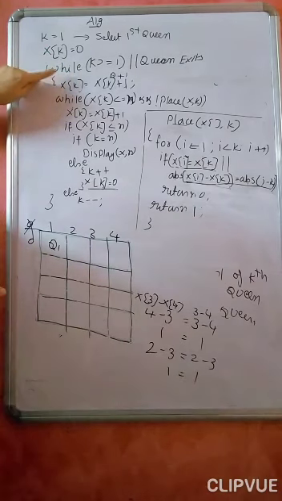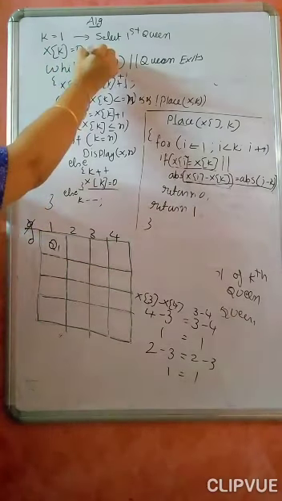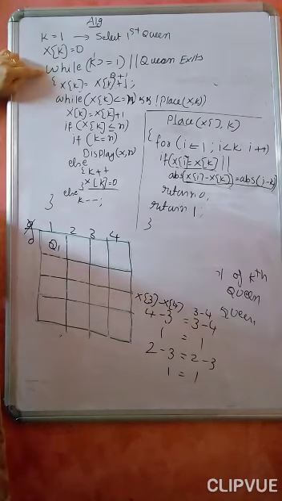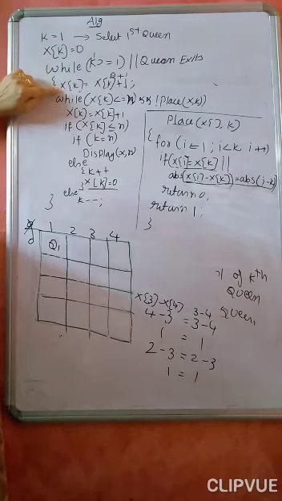Next, while k is greater than, what is my k? It is 1. 1 is greater than or equal to 1? Yes, 1 is greater than or equal to 1. Then what will I do, what is that while condition doing? This while condition is checking whether the queen exists or not. Yes, the queen exists. What I will do, I will place the queen in the next column.